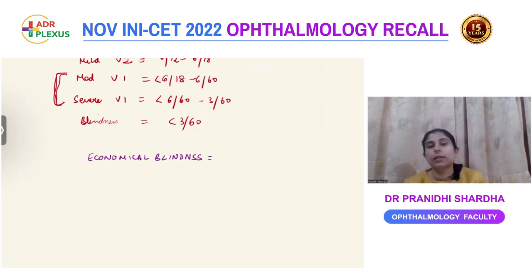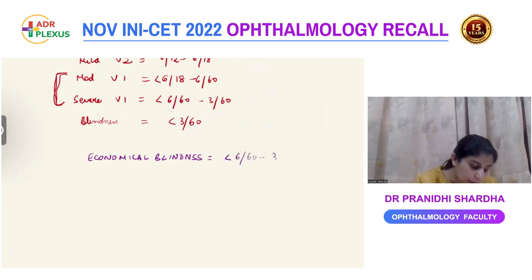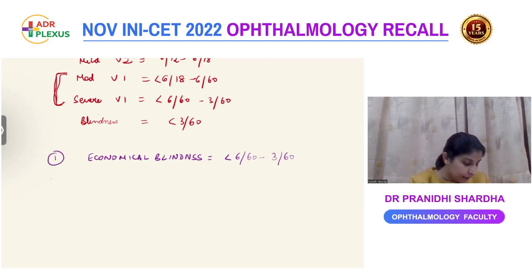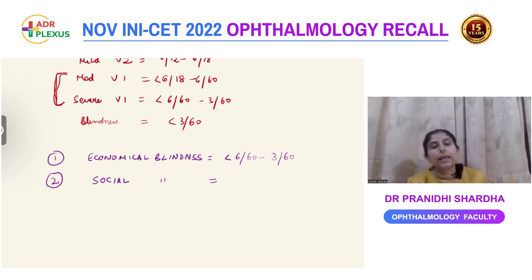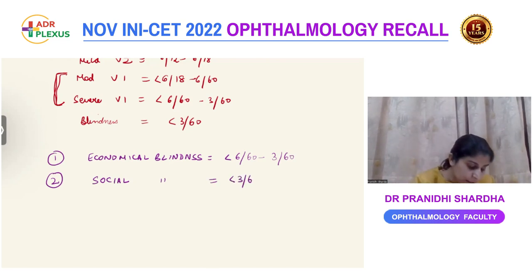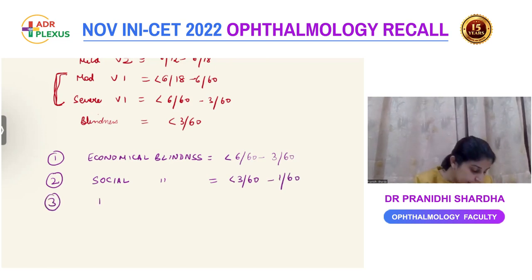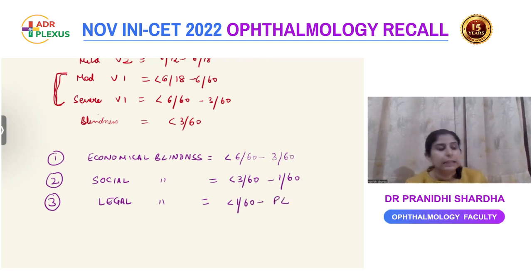Economical blindness is when the patient has vision of less than 6/60 to 3/60. If the vision is less than 6/60 to 3/60, it comes under economical blindness. Next is social blindness. Social blindness is when the vision is less than 3/60 to 1/60. Third is legal blindness. Legal blindness is when the vision is less than 1/60 to perception of light.